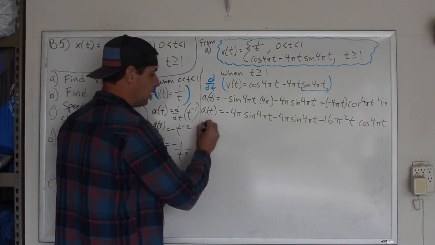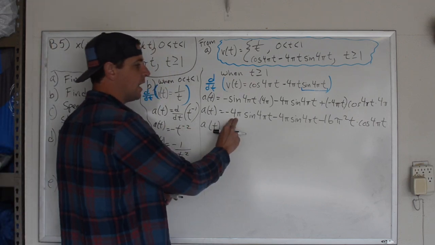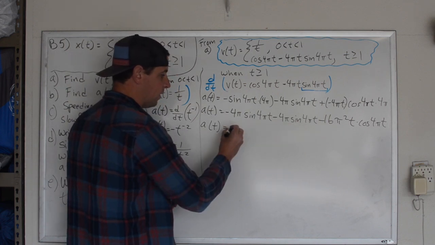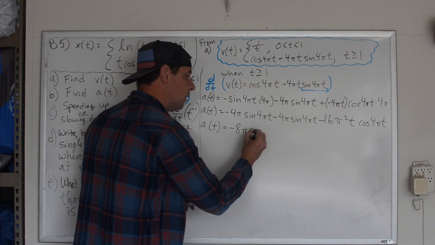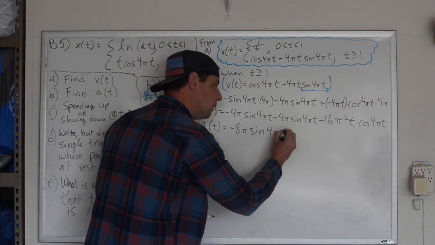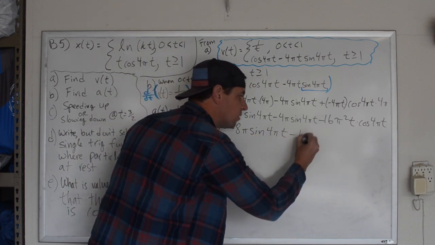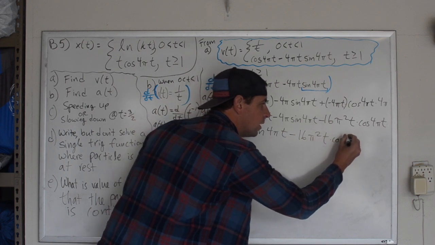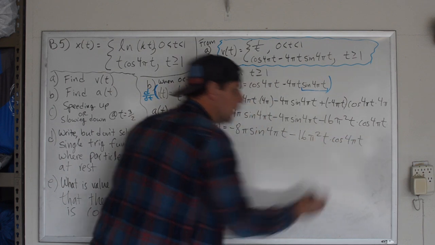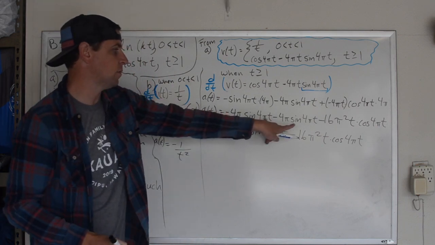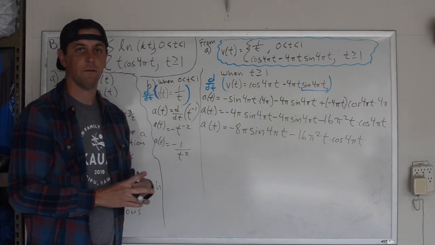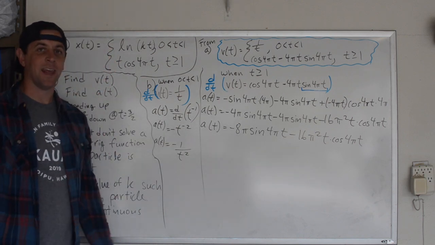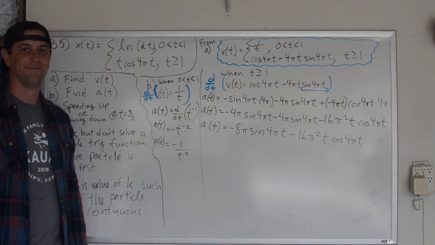And here's what I'm going to do. I got negative 4 pi sine 4 pi t and negative 4 pi sine 4 pi t. That's going to be negative 8 pi sine of 4 pi t. Then minus 16 pi squared t times cosine of 4 pi t. So I was able to combine these two terms because they were both in terms of sine 4 pi t. So I have that, and I've gotten a of t now for this function.